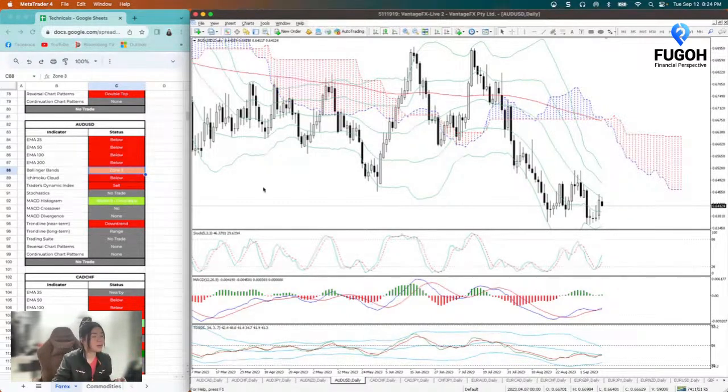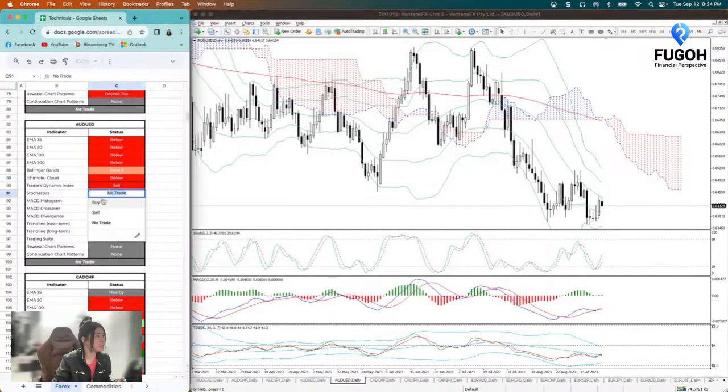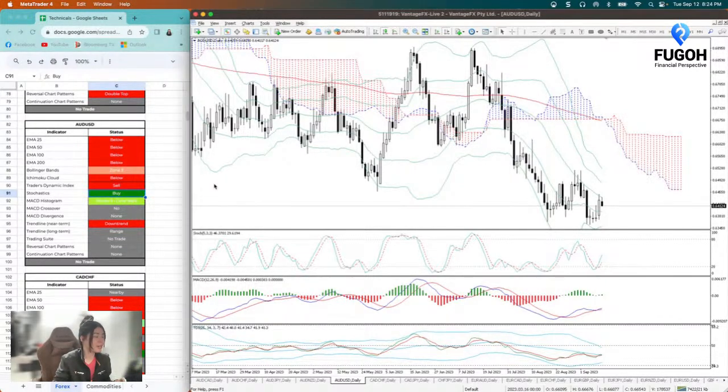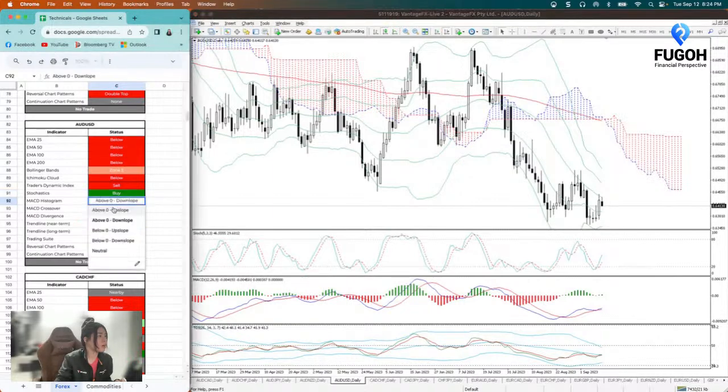Ichimoku Cloud is still below. Our TDI is still on a sell. Stochastics is on a buy. That's a crossover in the 20 area, so that's a signal to buy. For the MACD histogram, this is a down slope, but it's now gaining some traction. But let's still put it on a down slope. Above, but a down slope.